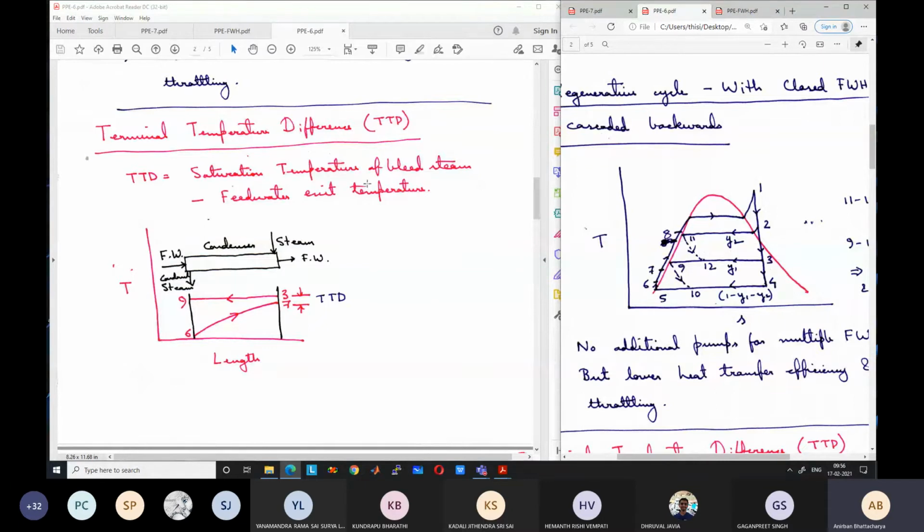So what is the saturation temperature of bleed steam? It is equal to T9, or T3 in this case, equal to T9. The saturation temperature, the boiling temperature, the condensation temperature. So the saturation temperature of bleed steam minus the feed water exit temperature. What is the feed water exit temperature in this case? T7. So T9 minus T7, or T3 minus T7. This is the TTD.